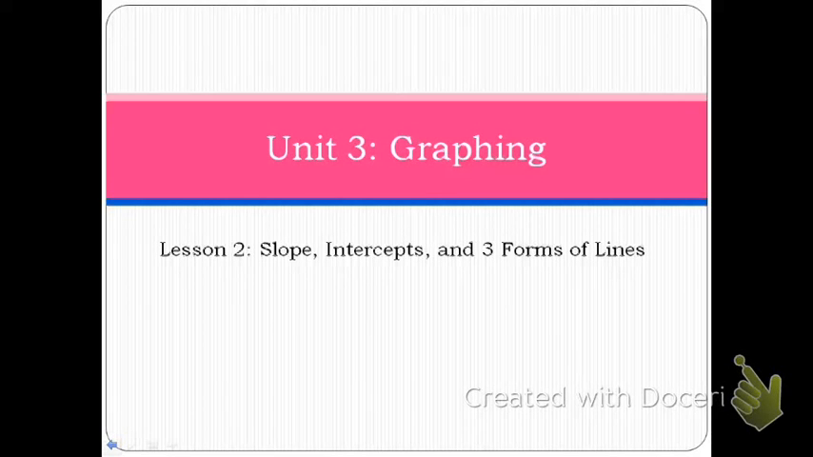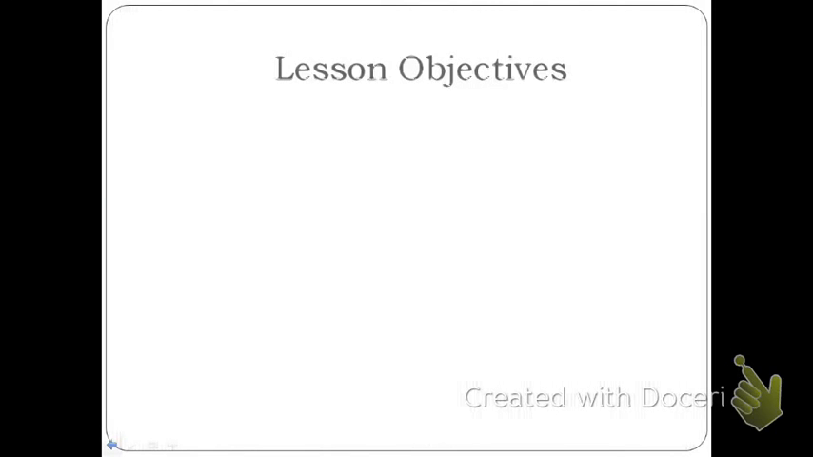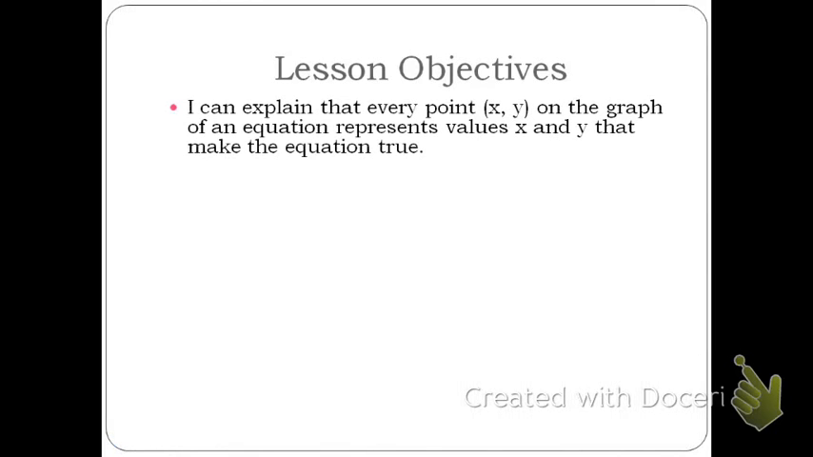This is Unit 3 on Graphing, Lesson 2, Slope, Intercepts, and 3 Forms of a Line. In this lesson, we are going to be finally connecting the idea of equations to graphing, or pictures of these equations. So with this, you'll be able to explain that every point x and y on a graph of an equation represent values x and y that make an equation true.